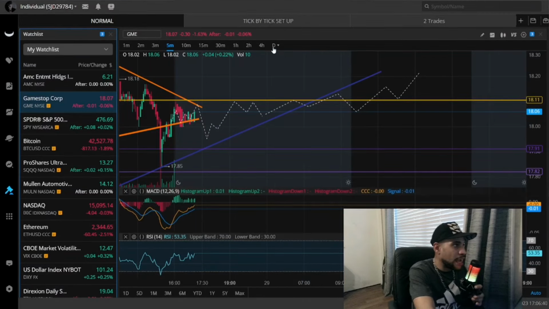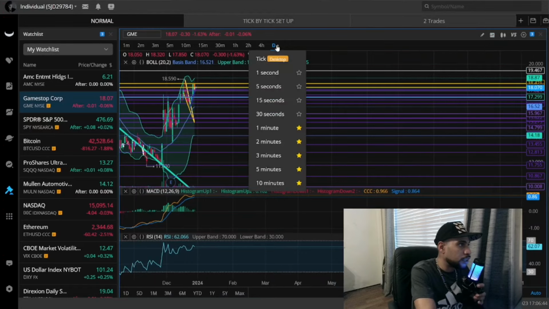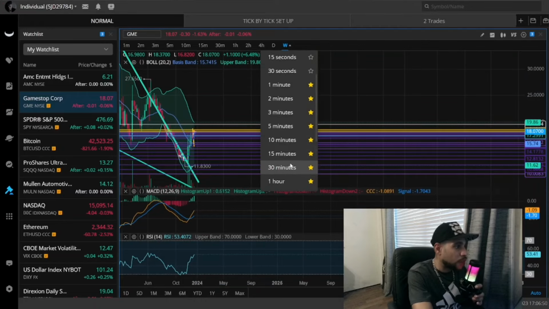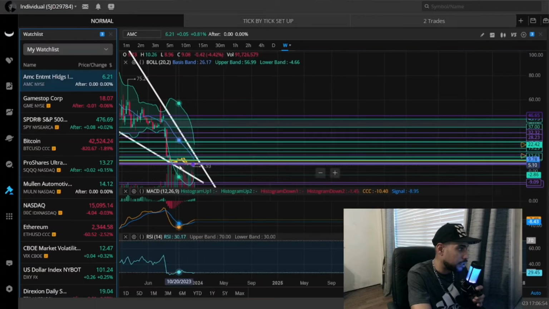And if we zoom out as well and pop on the Bollinger Bands, you can also see that the Bollinger Bands on the bigger time frames are starting to constrict, letting us know that volatility is coming as we approach the tip of this wedge.